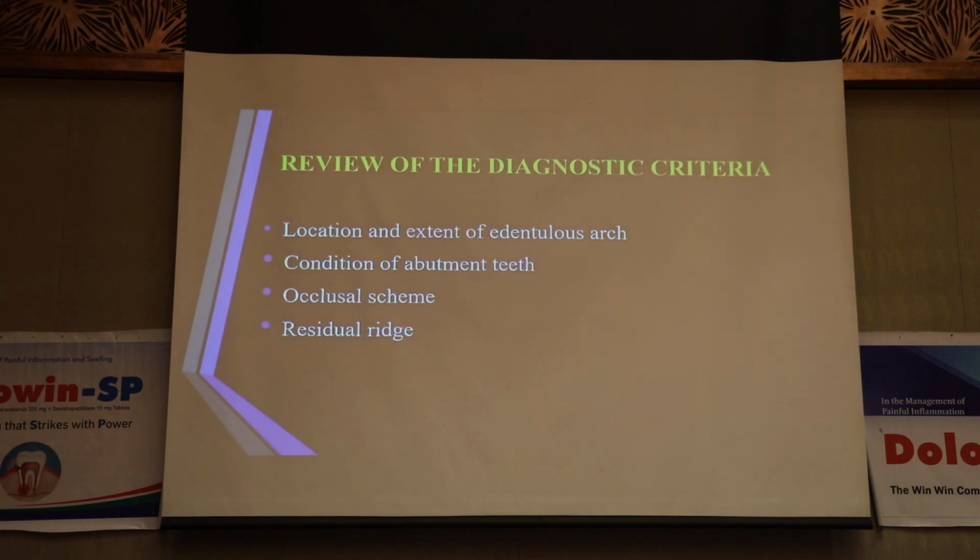Next. So, review of diagnostic criteria, I have already told you. How to locate the edentulous arches, whether it is a long span or a short span, the condition of the abutment teeth, whether periodontally or endodontally it should be viable, or judged by clinical crown. Then the occlusal scheme. Is the patient satisfied with the occlusal scheme, or do we have to enhance the occlusal scheme for the patient?